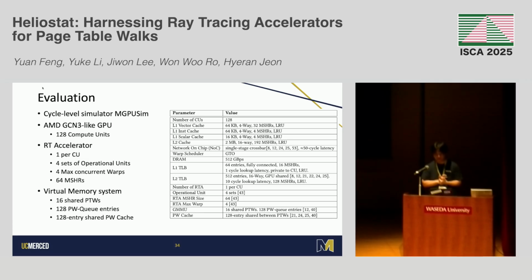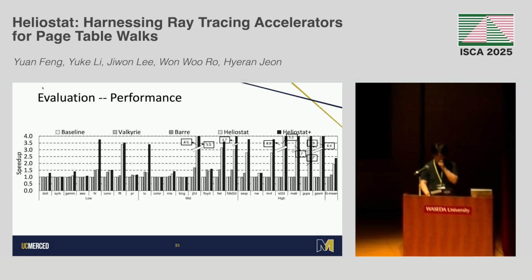Finally, let me introduce our evaluation. We use a cycle-level simulator, MGPUSim. We consider an AMD GCN3-like ISA and GPU model, where there are 128 compute units. We have implemented the functionality of tree traversal in RTA. Following previous works, we model it similar to our load-store units. There is one RTA per CU and 4 sets of operation units, and we allow up to 4 concurrent warps. For the virtual memory system, we use 16 shared page table walkers, a 128-entry page walk queue, and a shared page walk cache, similar to previous works.